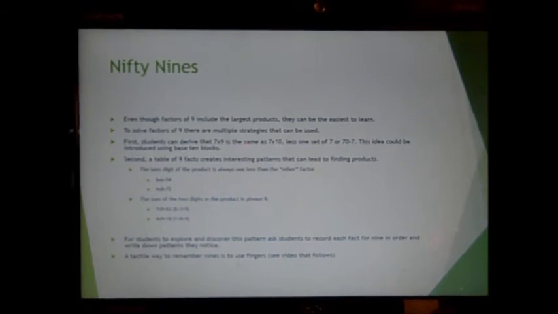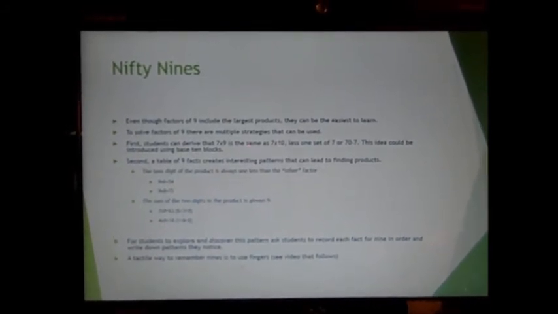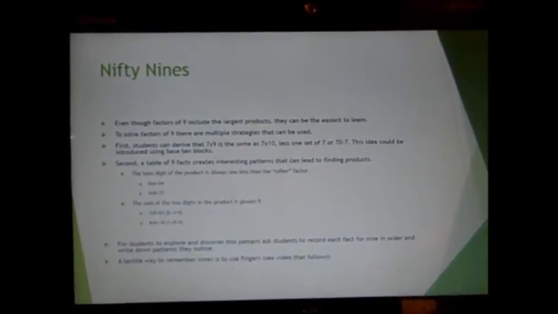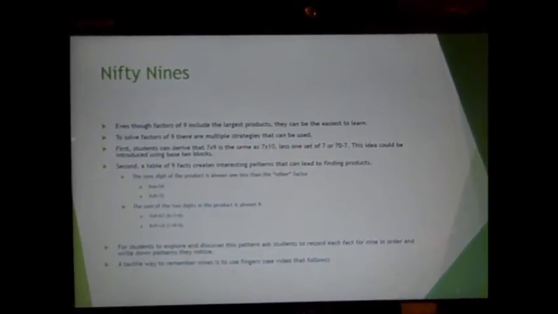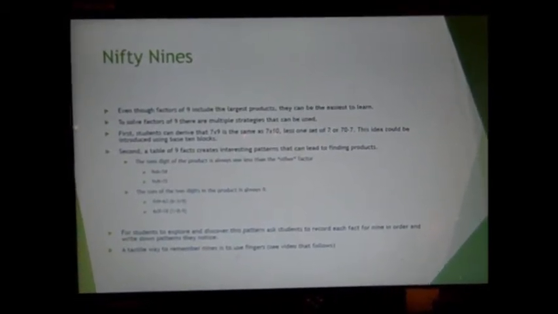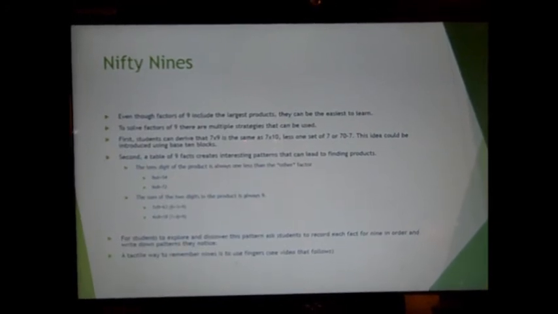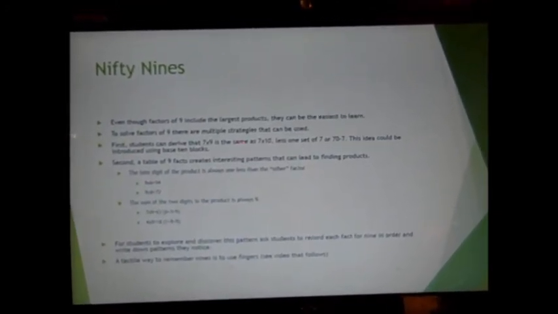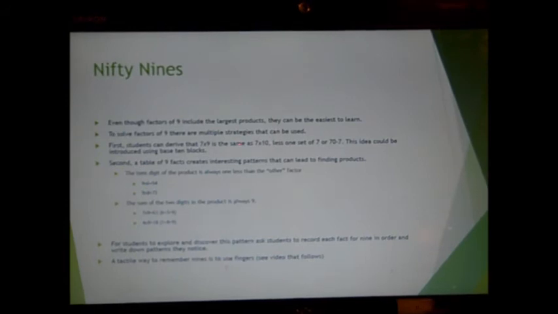8 is the other factor, so we know that the product is going to be 70-something because 1 less than 8 is 7. The sum of the two digits in the product is also always 9. So for the same examples, 9 times 6 equals 54, 5 plus 4 equals 9, and 9 times 8 equals 72, 7 plus 2 equals 9.